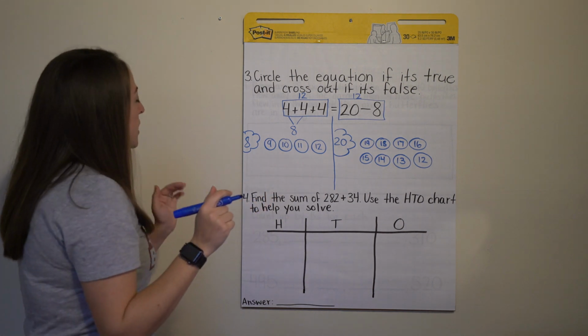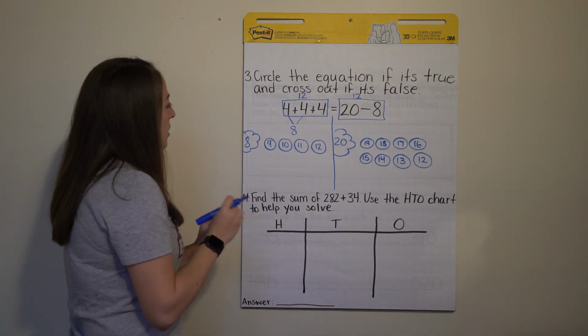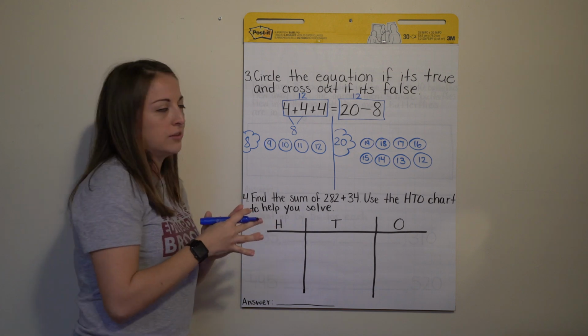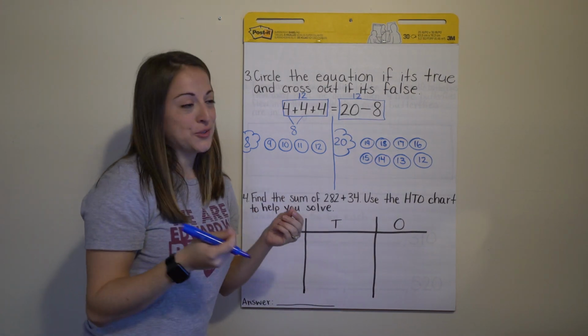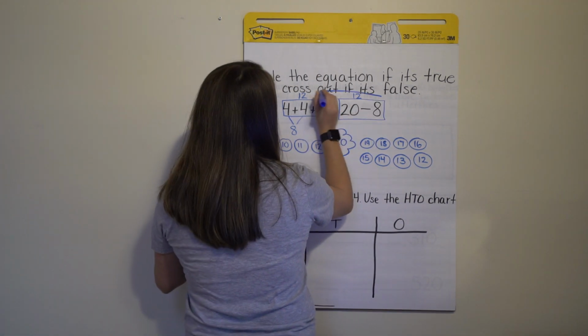So if it's true, we're going to circle it. If it's false, we're going to cross it out. So what do you think? It's true. So we're going to circle those equations.